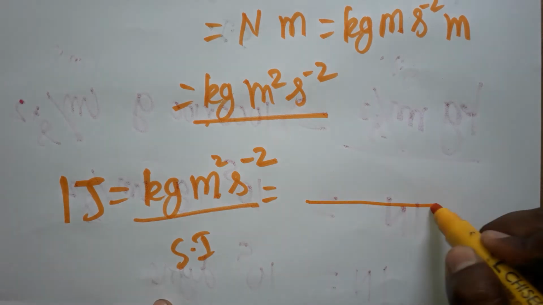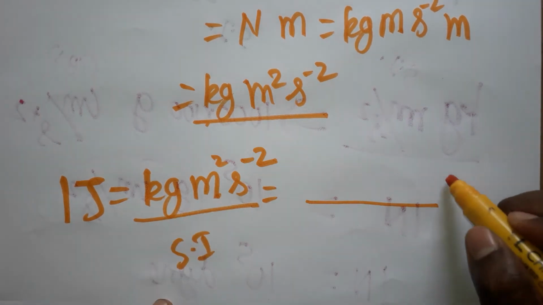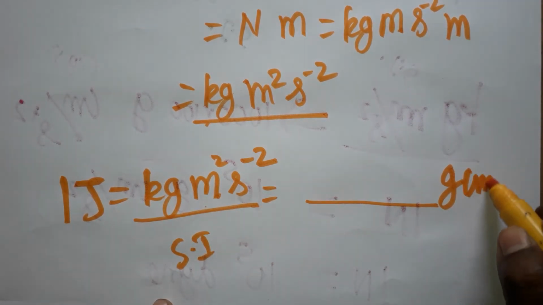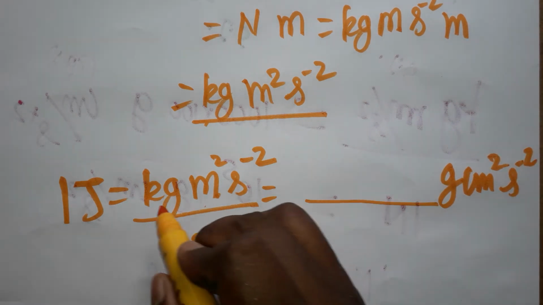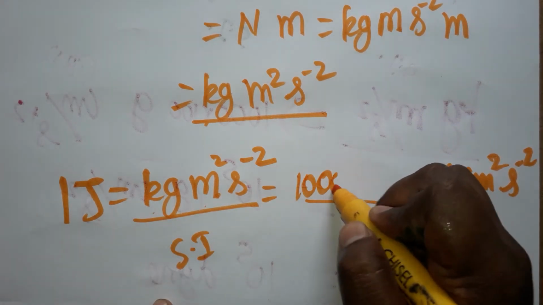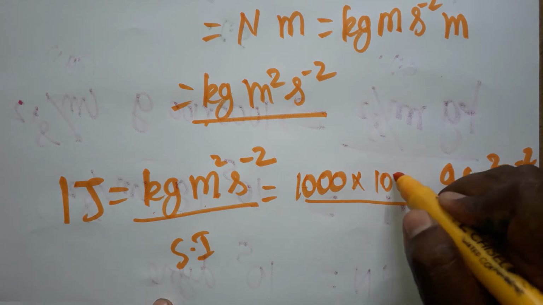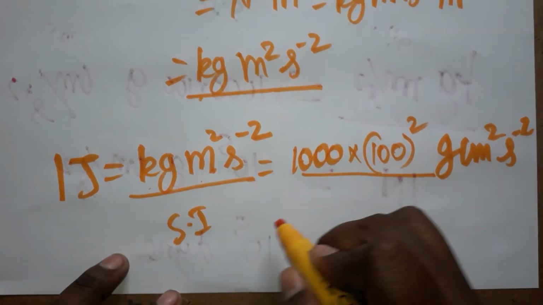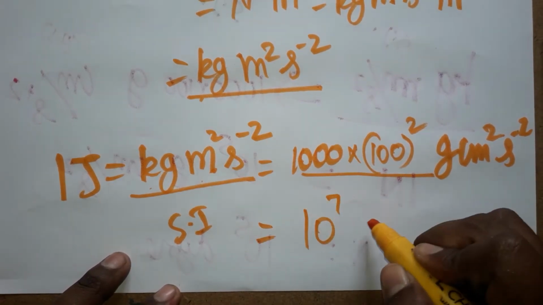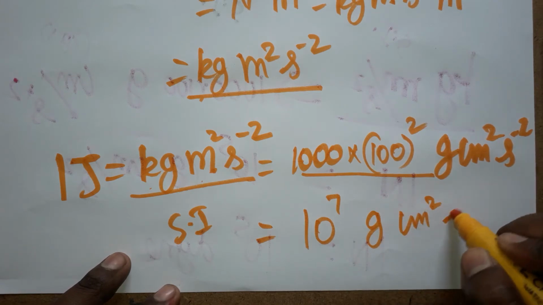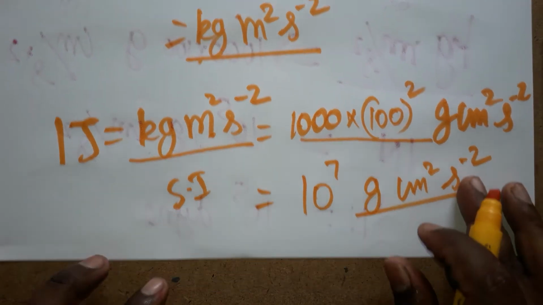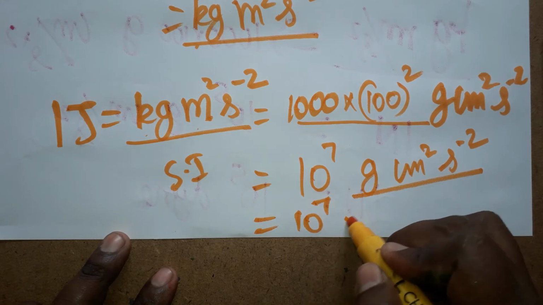The same unit I am going to write in the CGS system. Kg is gram, meter is centimeter, second is second only. Kg to gram is 1000, meter to centimeter is 100, and since meter square is there, 100 square. So we'll get 10 power 7 gram centimeter square second minus 2. This totally we can take as an erg. So 1 joule is 10 power 7 erg.